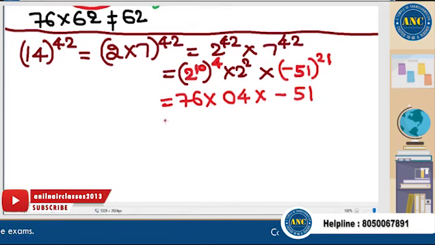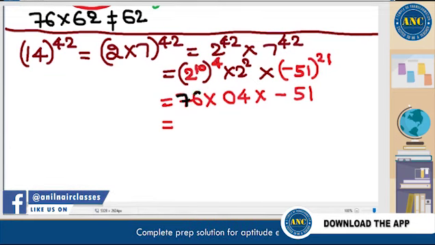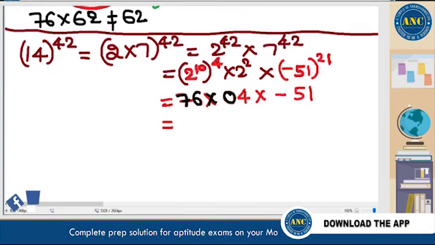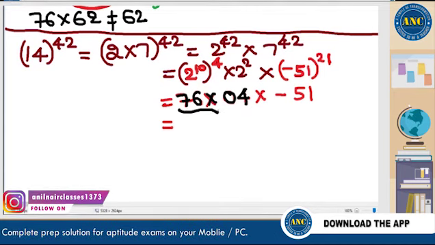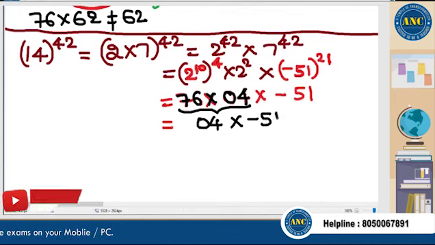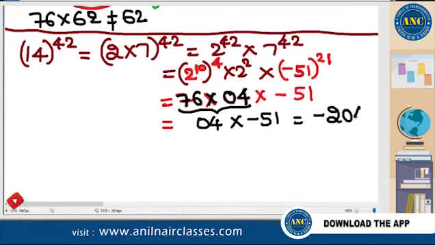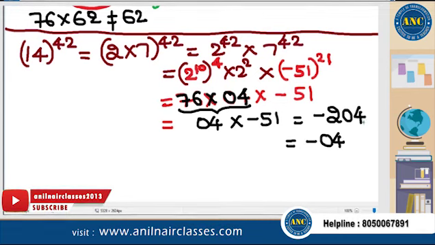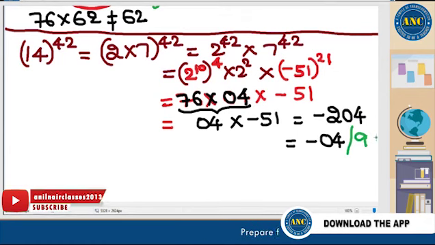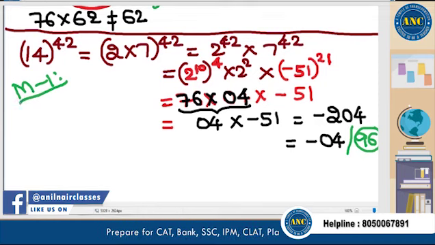Right? Now, we also discussed the key point: 76 multiplied with any power of 2. 04 is the power of 2. Last two digits is 04 itself. Into minus 51. Now, minus 51 into 04 is minus 204, or in last two digits is minus 04. Whenever I get a negative value, add with 100. 100 minus 04 is 96. Again, this is my method 1.